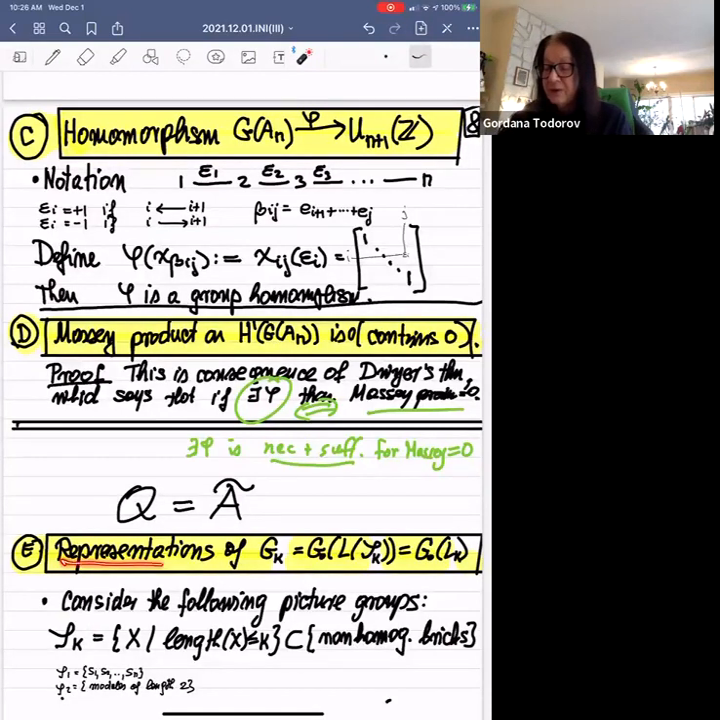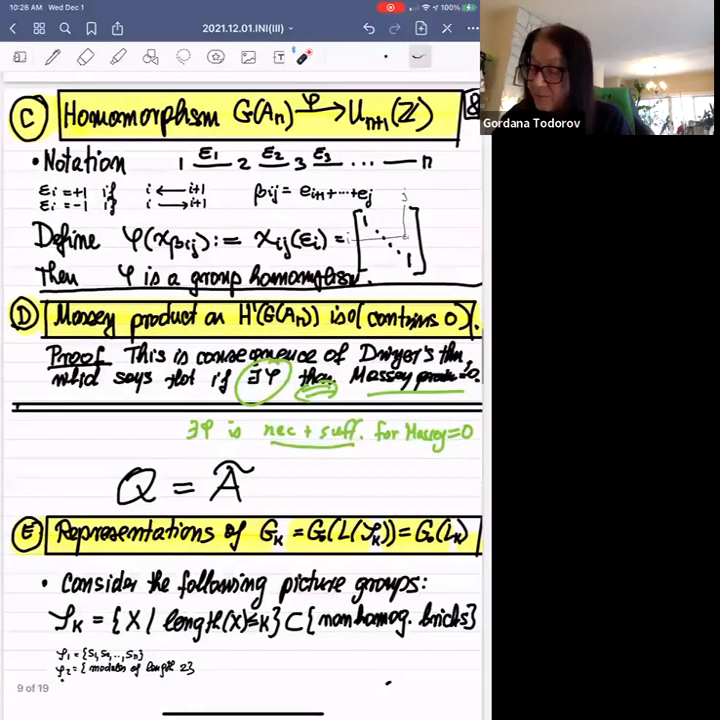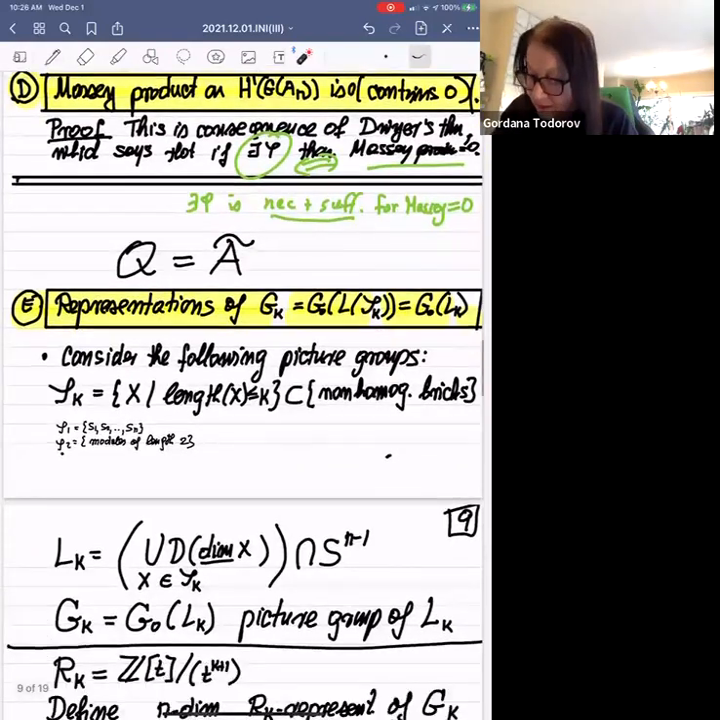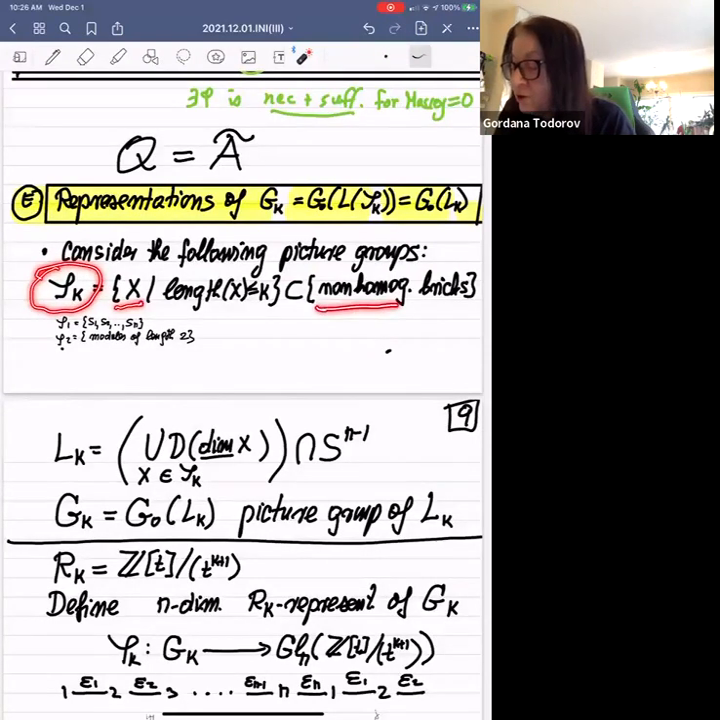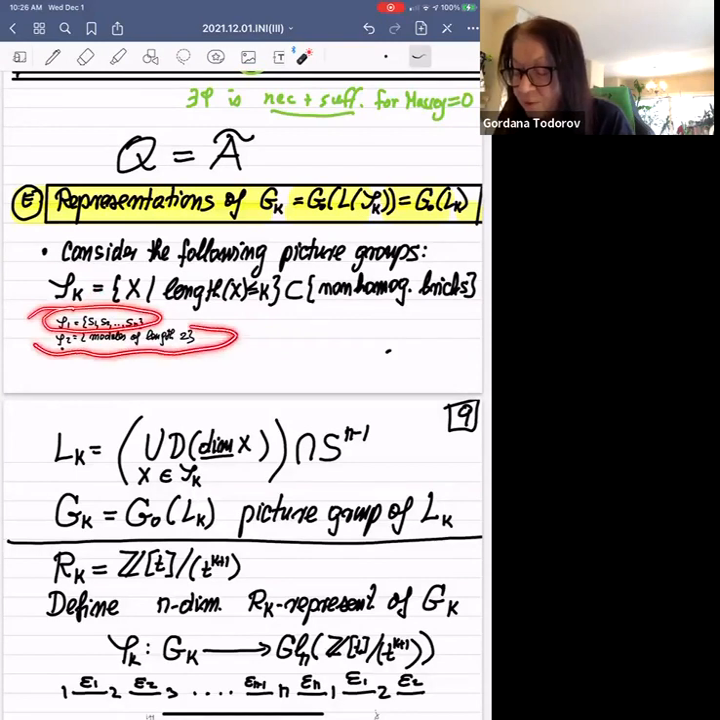And then I want to talk about representations of these groups, and it will be kind of similar to what happens here in finite type. The only thing is now it will have systems of these groups. So we consider the following picture groups. Instead of adding one element at a time, I'm just taking SK to be the set of all, of course non-homogeneous, bricks of length less than or equal to K. So I'm taking S1 to be the simples, S2 to be all the modules of length 2, and so on. So the iteration process is faster.